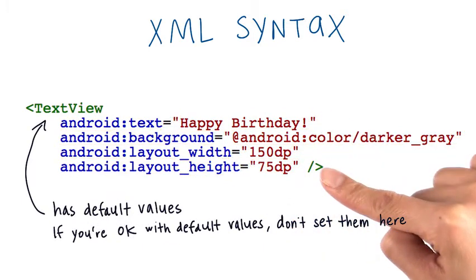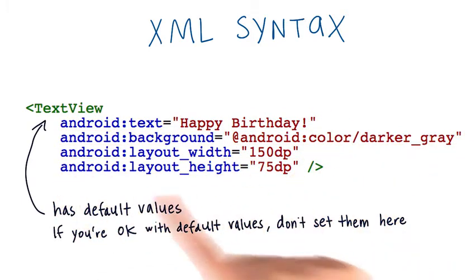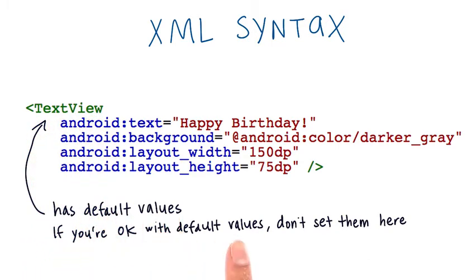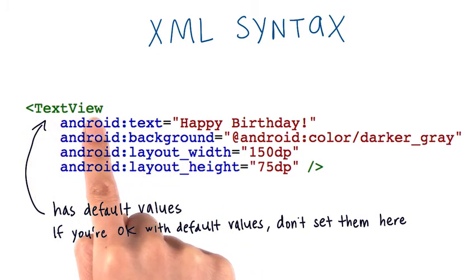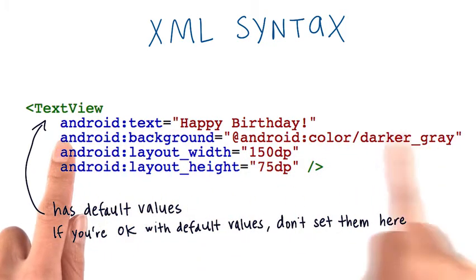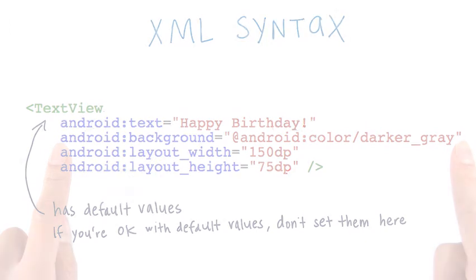All of these attributes have default values, and there's attributes that we didn't even list here. That's because the text view has default values for all of its attributes. If you're okay with the default values, then you don't need to set them here. You should only write lines of code here that you want to be different than the default values. For example, the default background color for a text view is a transparent color, but we wanted to set it to be a darker gray color, so that's why we have this line of code here.